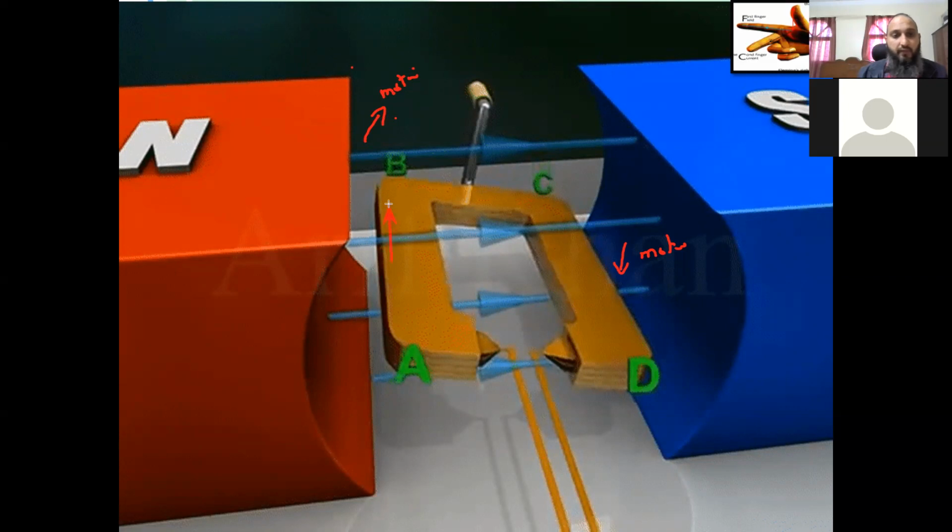So the first finger is representing the direction of the magnetic field. The thumb is pointing in the direction of the motion of the wire. So where my second finger is pointing, that will be the direction of the current. So what will be the direction of the current for AB? The direction of the current will be into the page, or I can draw it with an arrow. The black line is representing the direction of the current from A to B.